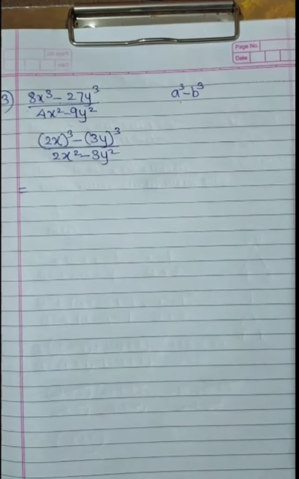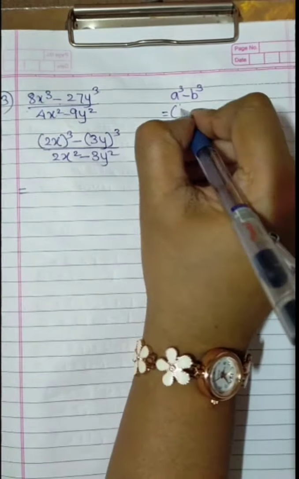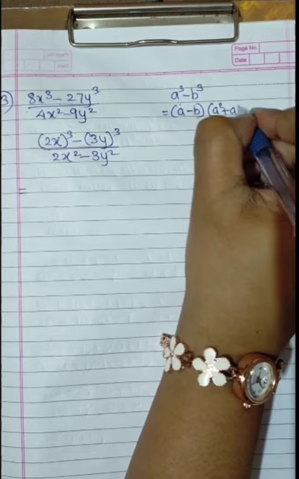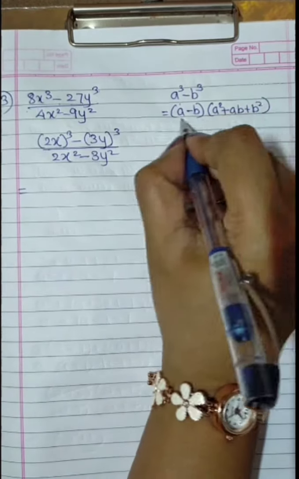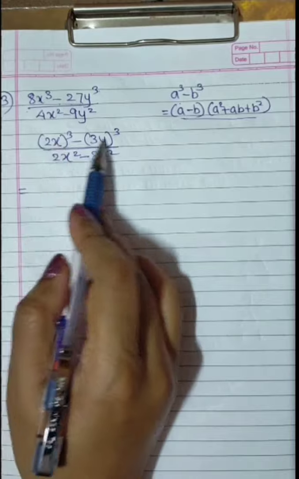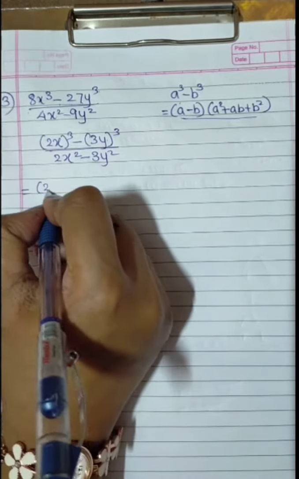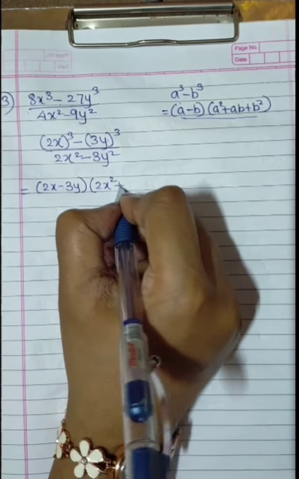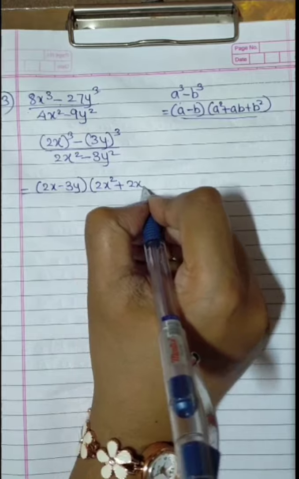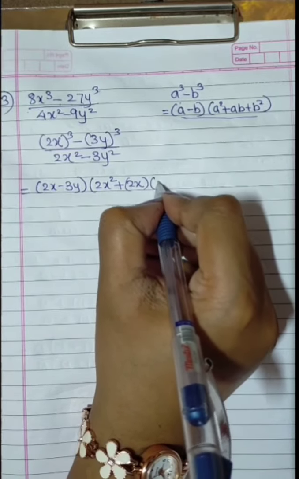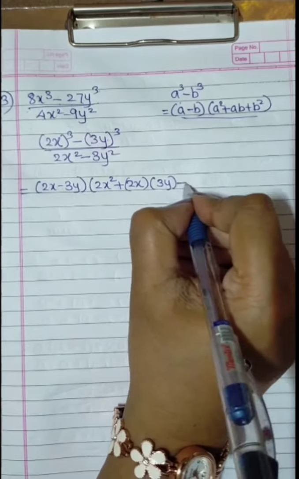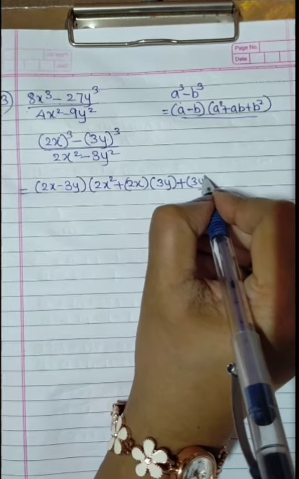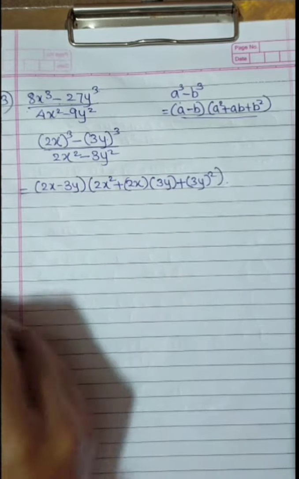Okay, what is the formula? a minus b, a square plus ab plus b square. Okay, this formula we are going to use in this. I am writing, that is 2x minus 3y, then 2x square plus 2x and 3y plus 3y square.